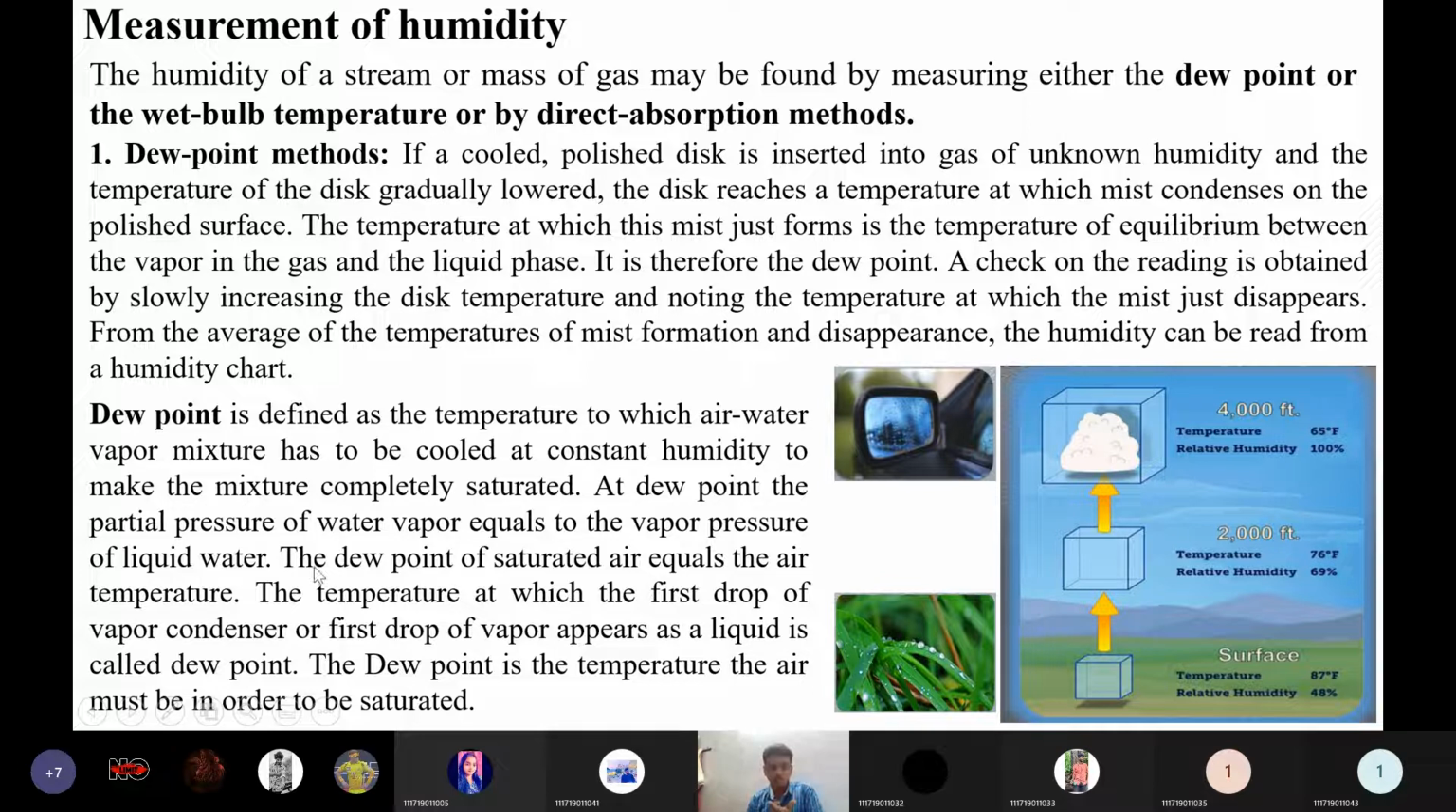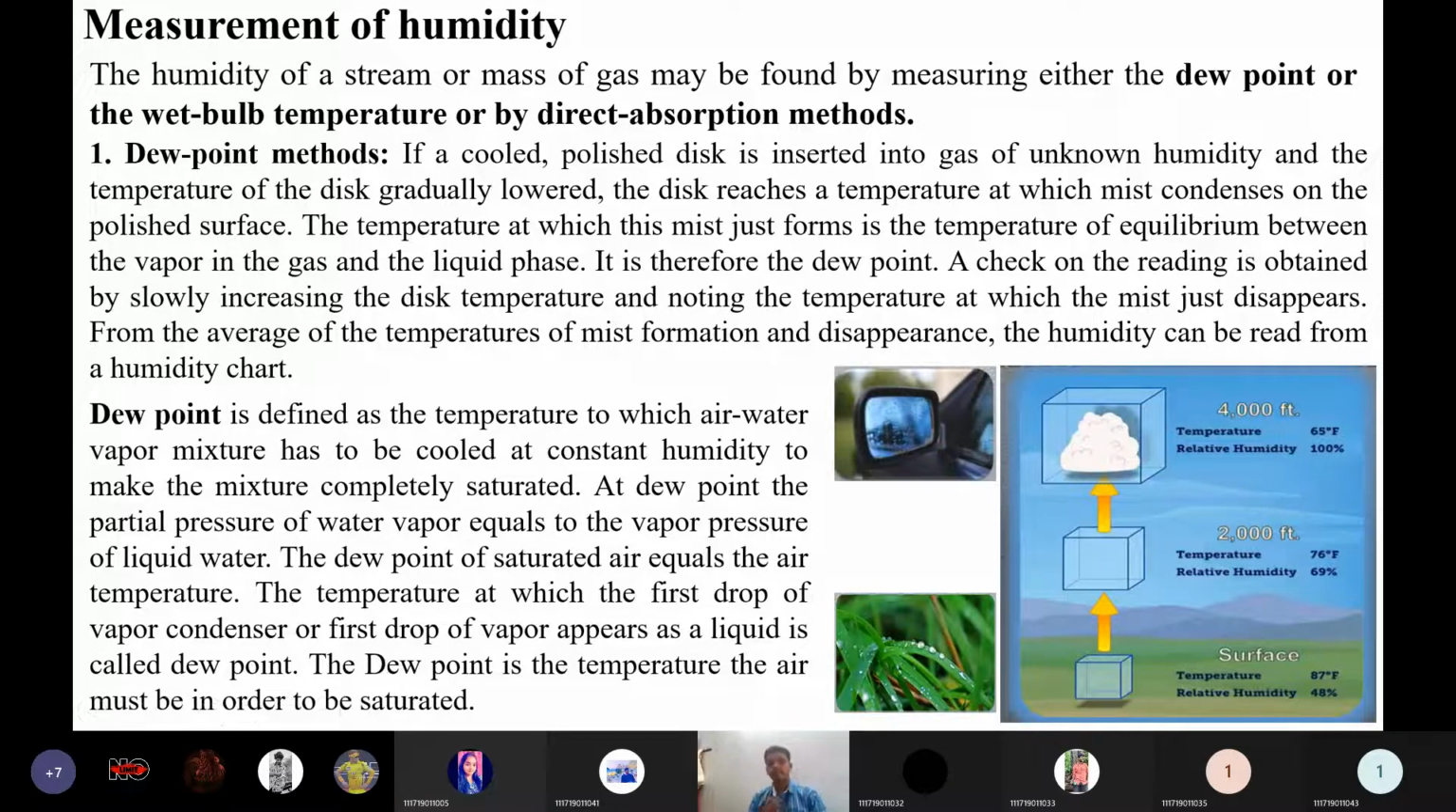So at the dew point, the partial pressure of water vapor equals the vapor pressure of the liquid. Then the dew point of saturated air equals the air temperature. At the dew point, what happens? The partial pressure of water vapor which is present in the gas phase is equal to the vapor pressure which is present in the liquid phase. Then the dew point of the saturated gas, 100% saturation, will be equal to the air temperature.